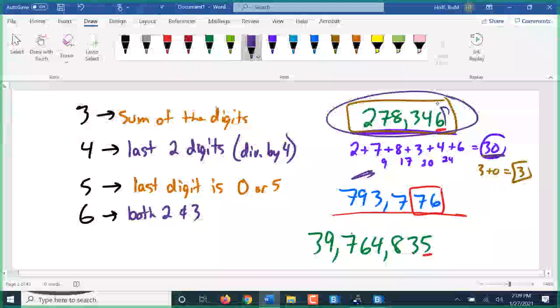Now notice I looked for the 2 first because all I have to look at is the last digit. Way easier to tell if something's divisible by 2. If that answers a no, I'm not going to go through the effort of adding up the digits to see if it's divisible by 3.